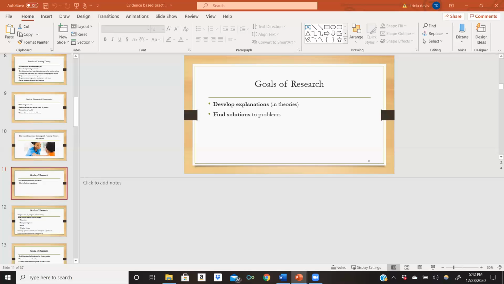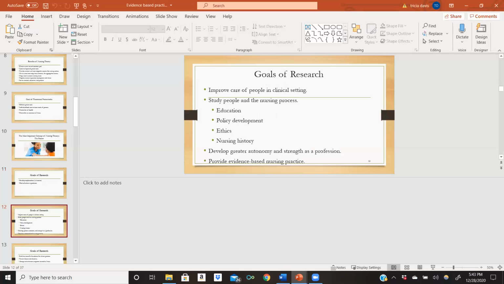Goals of research, so they develop explanations and they find solutions to problems. So those are goals when we're researching something.